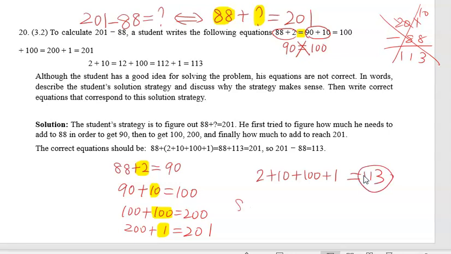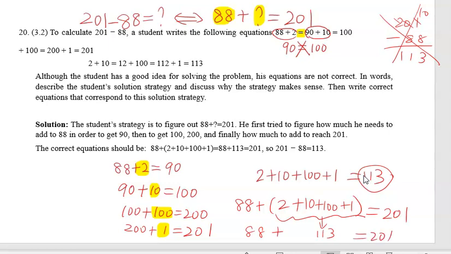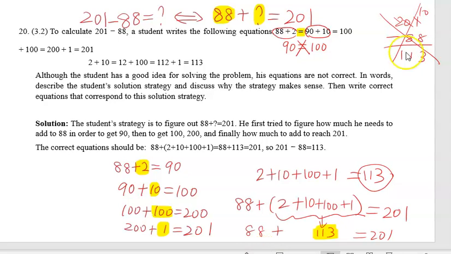In other words, we started with $88. I'm going to put the money we withdraw from the bank account in a pair of parentheses. First time we withdraw $2. Second time we withdraw $10. Third time we withdraw $100. Last time we withdraw $1. And after we add all this money to 88, that's going to become 201, which means 88 plus this amount, which is 113. So 88 plus what number is 201? It's 113.